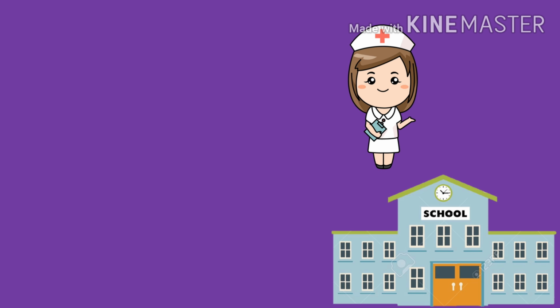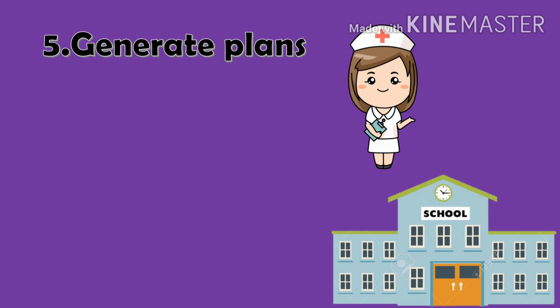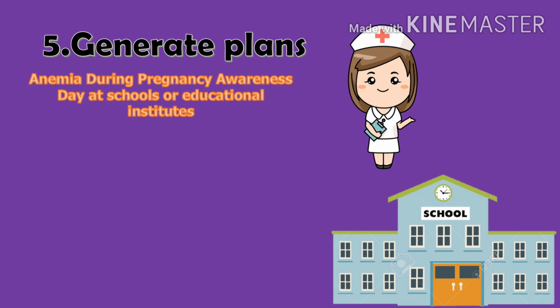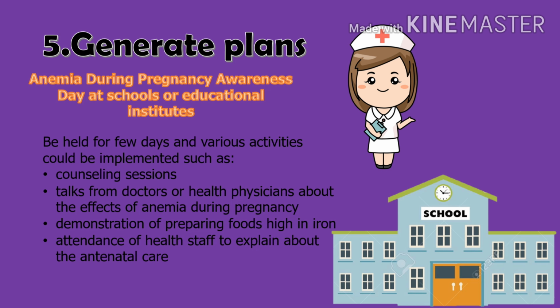The fifth step of the design method is to generate plans. In combating anemia among pregnant teenagers, we have decided to make an anemia during pregnancy awareness day at schools or educational institutes. This program could be held for a few days and various activities could be implemented, such as counseling sessions, talks from doctors or health physicians about the effects of anemia during pregnancy, demonstration of preparing food high in iron, and the attendance of health staff to explain about the antenatal care.